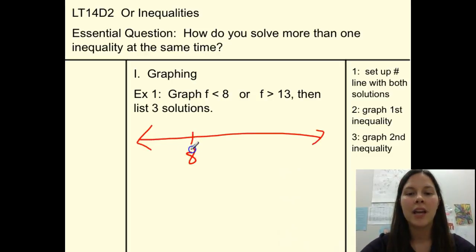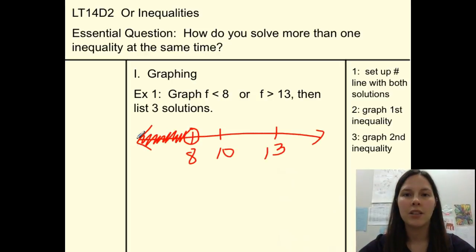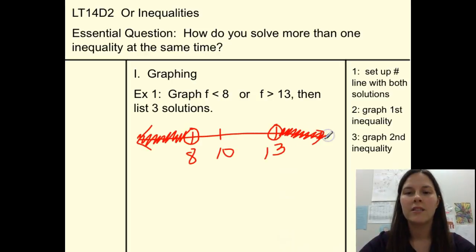So we're going to set up 8 and 13 with one value in between as kind of a reference point. x is less than 8, so we have an open circle. 8 is not a solution, and less than shades left. Unlike with and compound inequalities, where you can only shade where they're both true, this one you simply put both inequalities on one graph, so we don't have to use arrows on this one. Or x is greater than 13, so another open circle. 13 is not a solution, and greater than shades to the right.